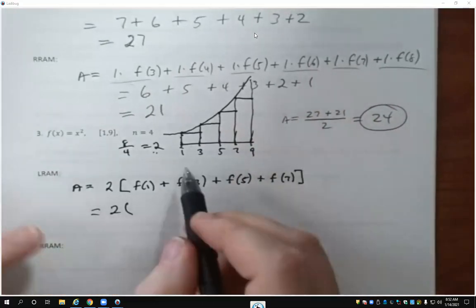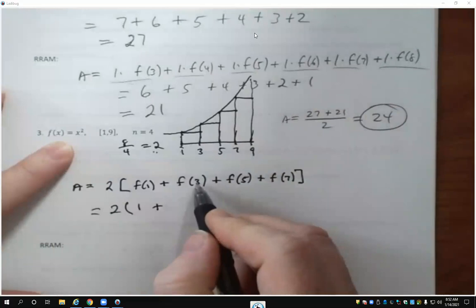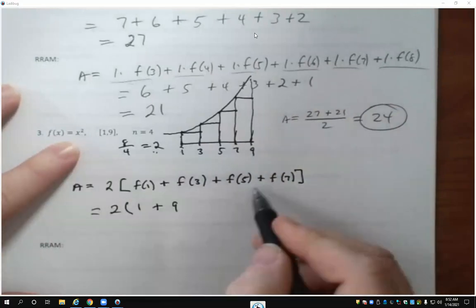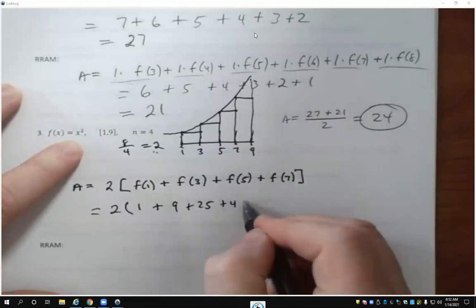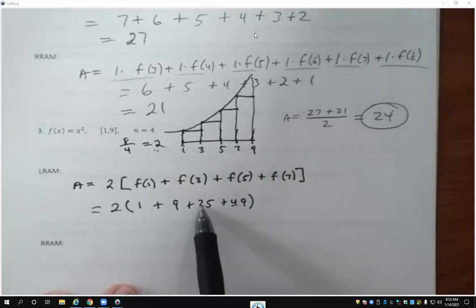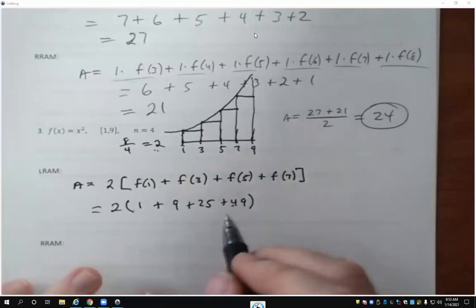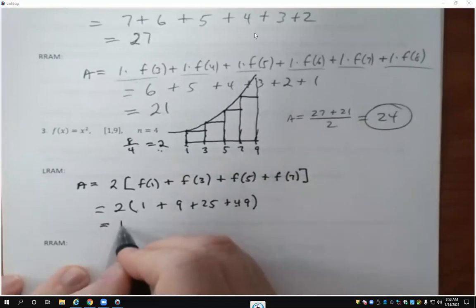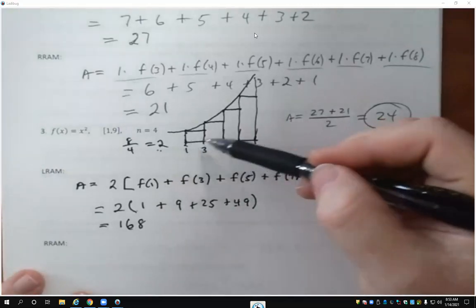All right, now I would just plug into my function, obviously. So 1 squared is 1, 3 squared is 9, 5 squared is 25, and 7 squared is 49. All right, let's add that up. We got 40, 69, 74, 75, 84. And then 84 times 2 is going to be 168. So we're approximating the area to be 168.